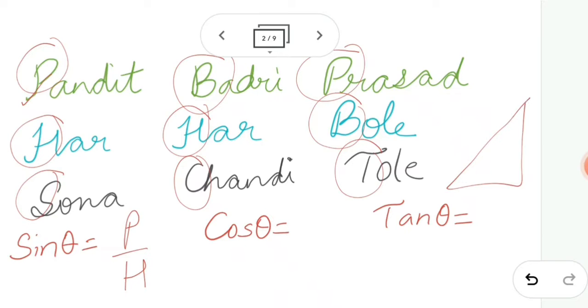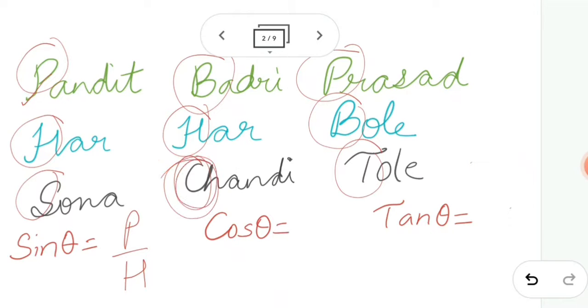We know in a right angle triangle, if this is 90 degree, this angle is theta, then this will be perpendicular, this will be base and this will be hypotenuse. So like this we can find relationship between the angle and sides of right angle triangle.